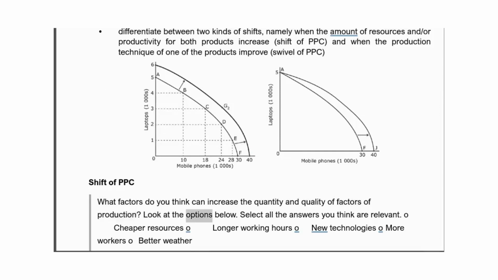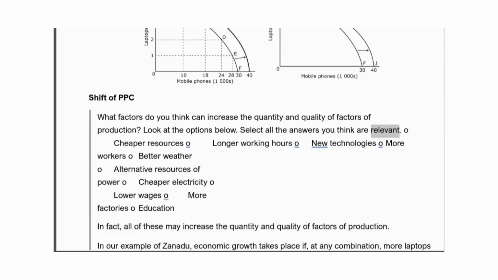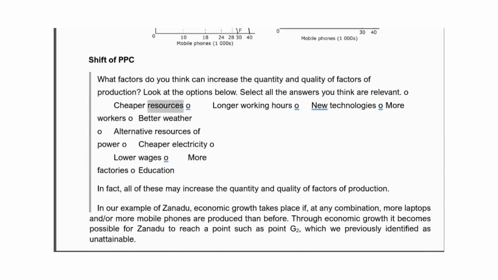What factors do you think can increase the quantity and quality of factors of production? Look at the options below. Select all the answers you think are relevant. Cheaper resources, longer working hours, new technologies, more workers, better weather, alternative resources of power, cheaper electricity, lower wages, more factories, education. In fact, all of these may increase the quantity and quality of factors of production.